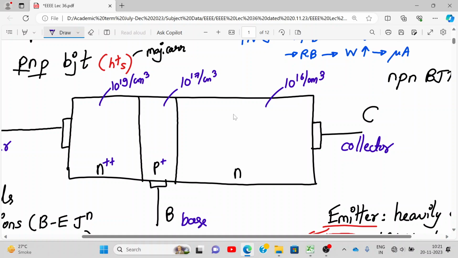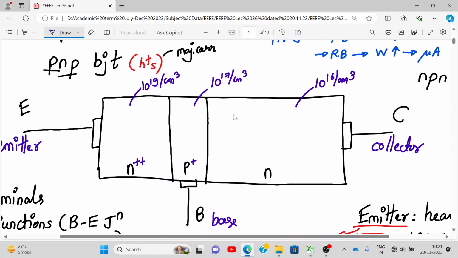So this is my emitter, right? My emitter is very heavily doped. Base is, as you can see, the thinnest, having the smallest area. It's moderately doped. And the collector is very, very large, but the concentration of carriers is very, very light, around 10 raised to 16. Okay. So, do you see there is a PN junction between base and emitter? If you see base and emitter, we have a PN junction.